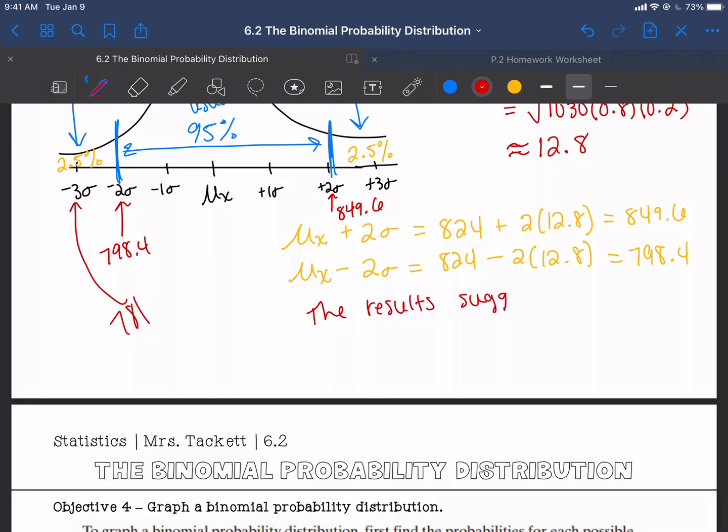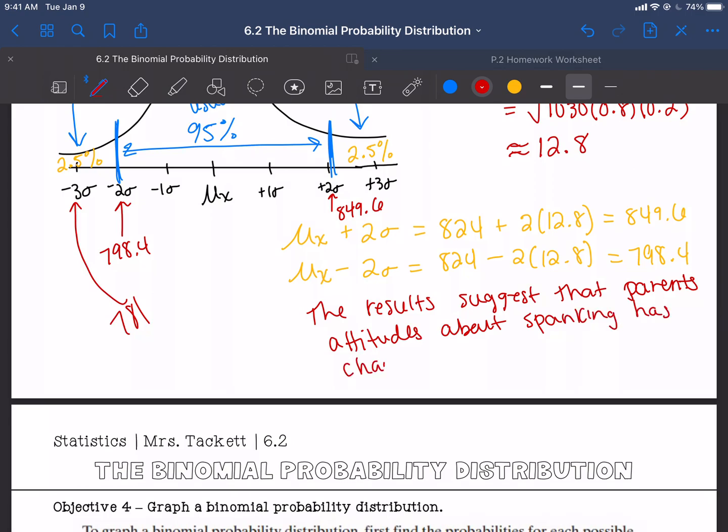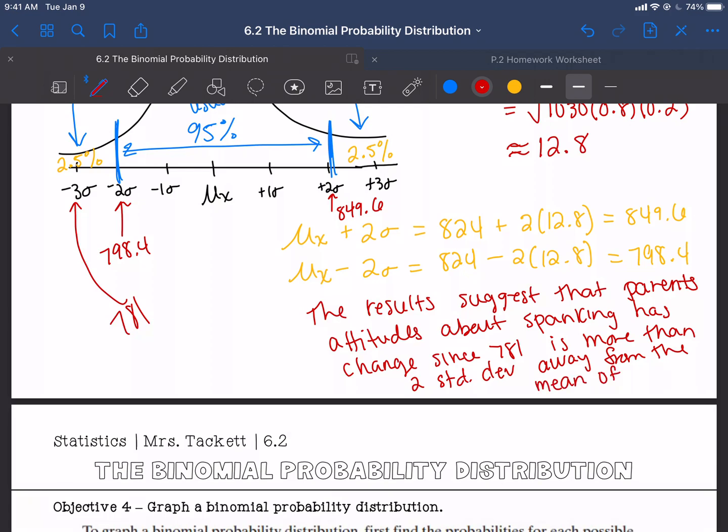So we would say that the results suggest that parents' attitudes about spanking have changed, since 781 is more than 2 standard deviations away from the mean of our 824.